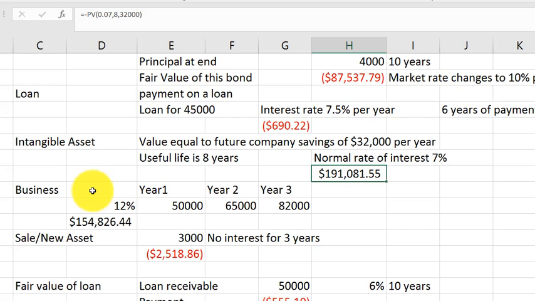Next example is a business. Let's say we're going to buy or sell a business that's going to be operating, and we're trying to decide whether we should invest in that, or if someone else is trying to decide what they should invest in.